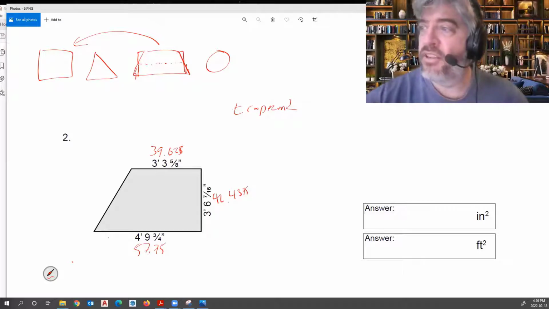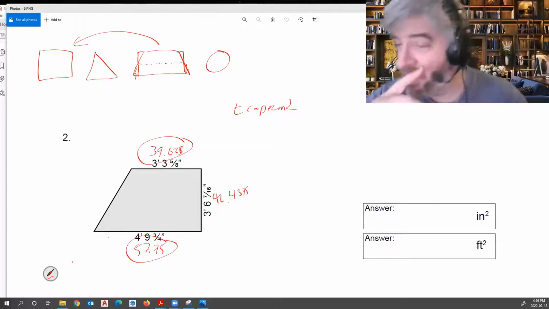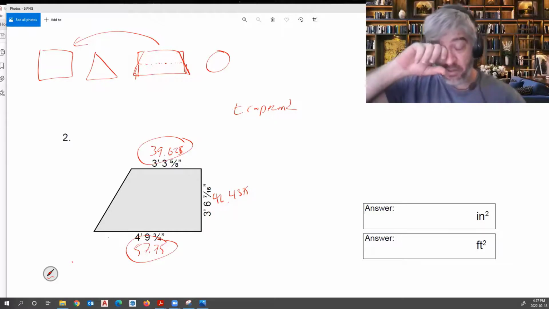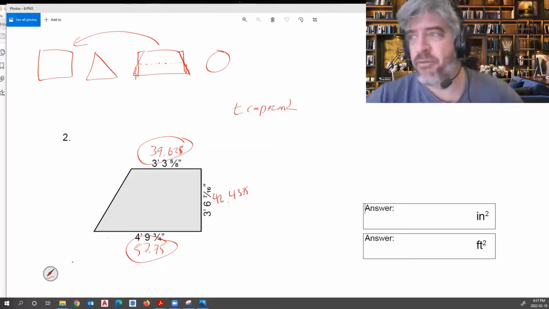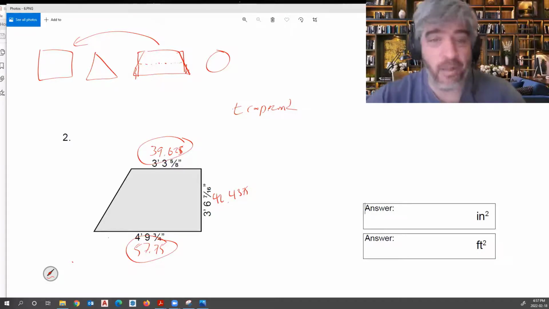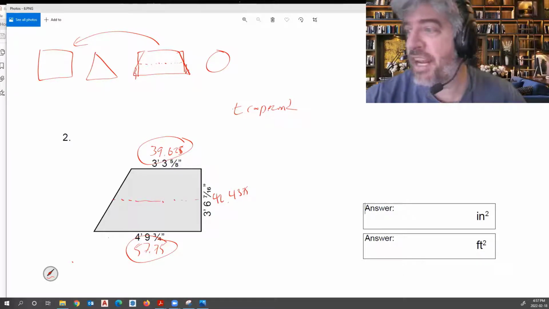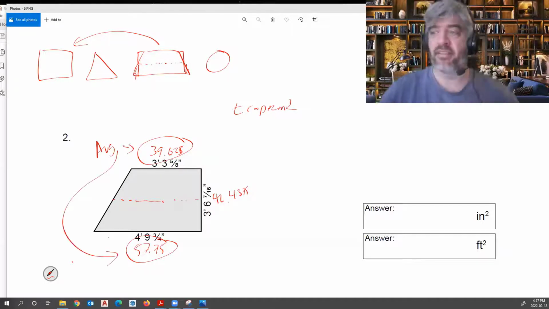Okay, so trapezoid equation. What I want to do first is average out the top and bottom numbers here. Again, I don't like writing down formulas because I think it's more important for you to see what's happening and just do that. So we're trying to figure out what this center line distance is, which is just finding the average of this and this.